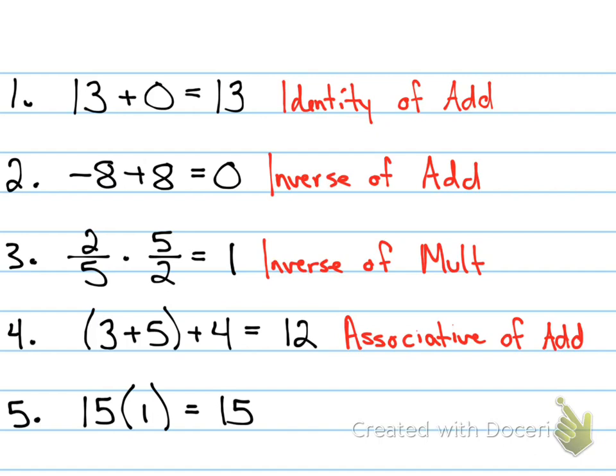And then what about number 5? Identity. Multiply any number by 1 and it's the number itself. Identity of multiplication. So you have a section like this on your homework tonight. All right, now number 6.